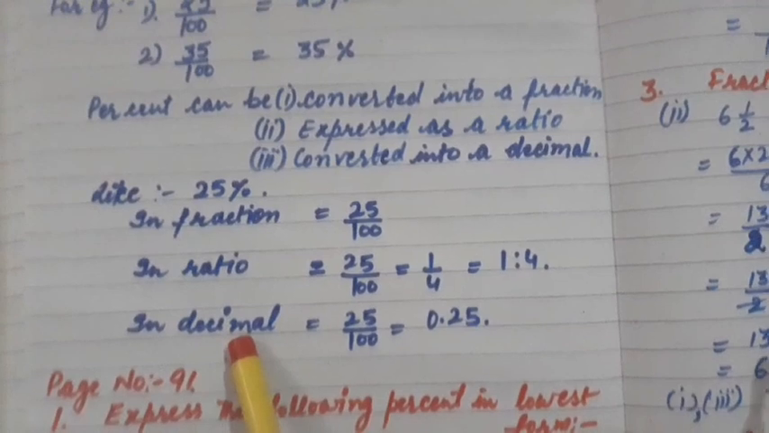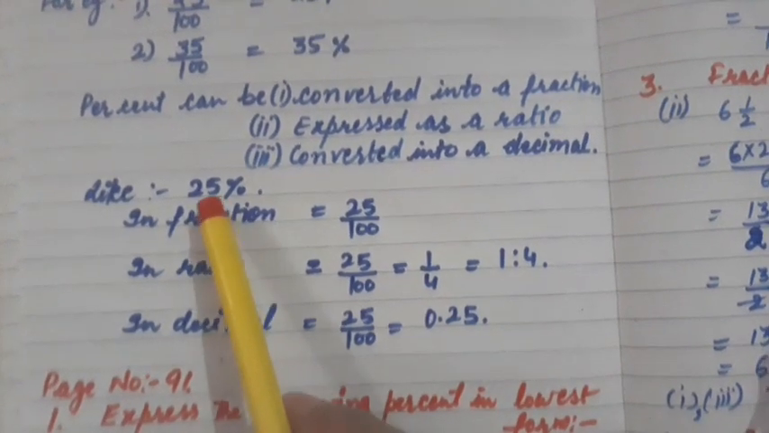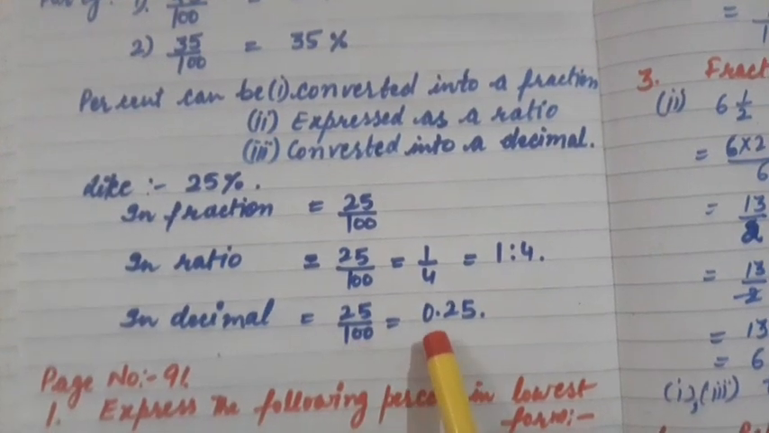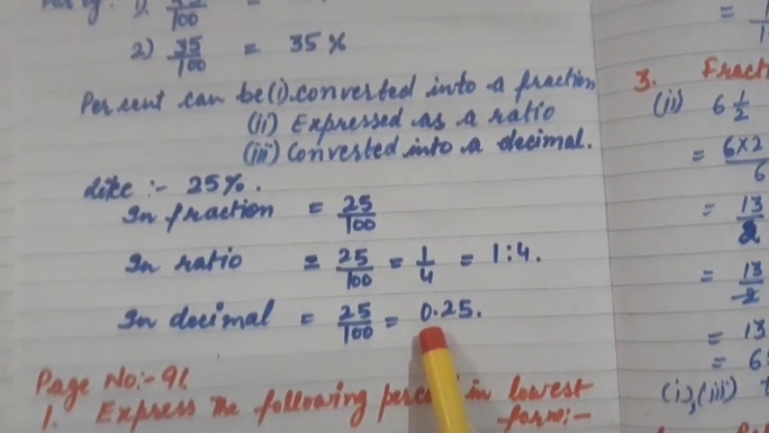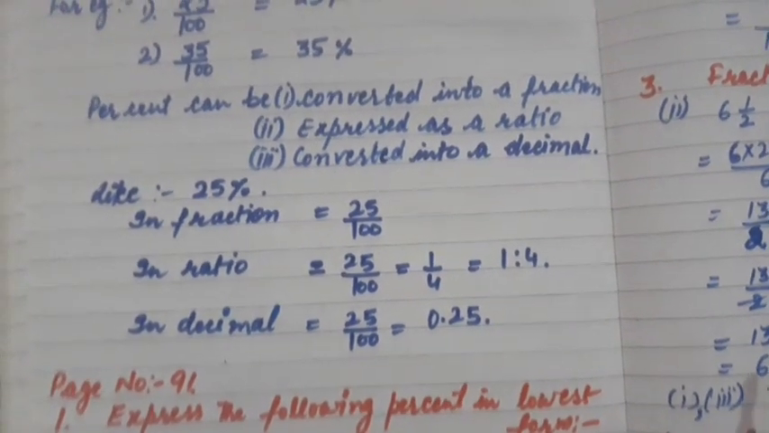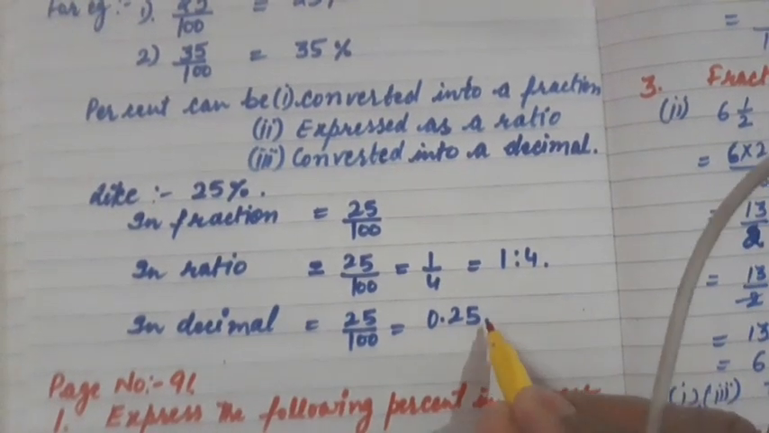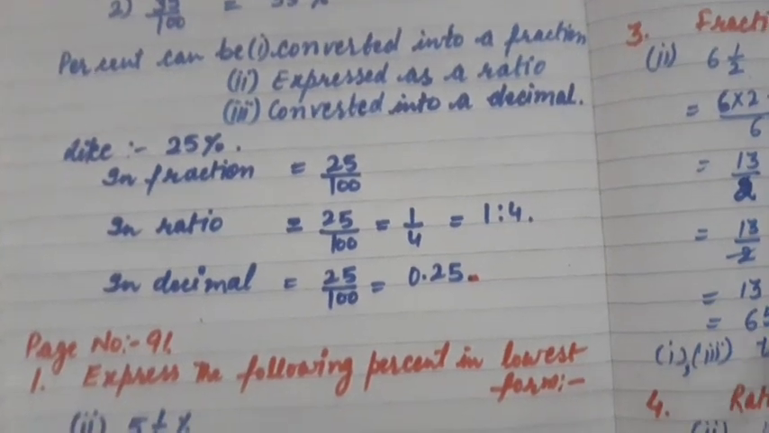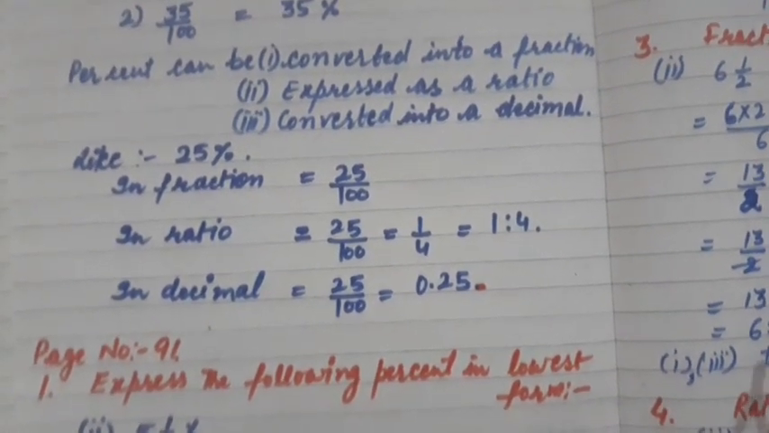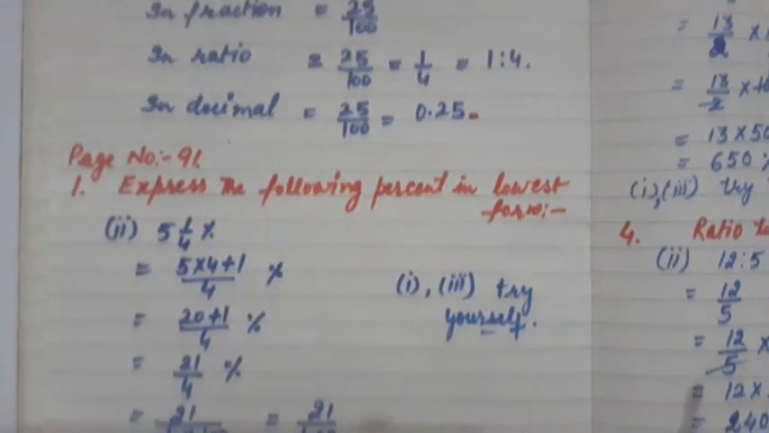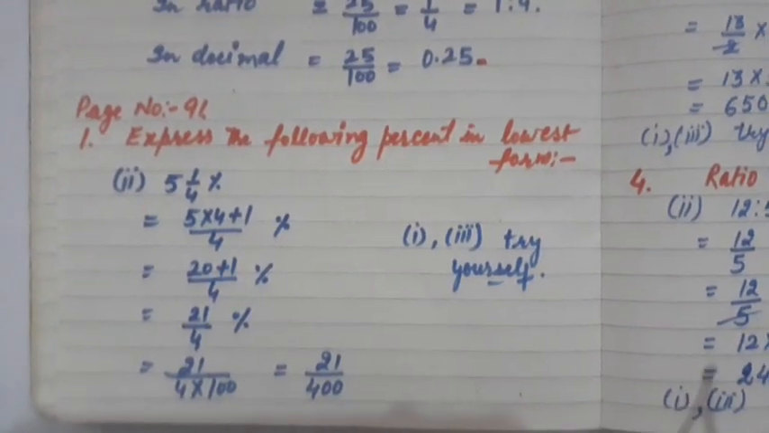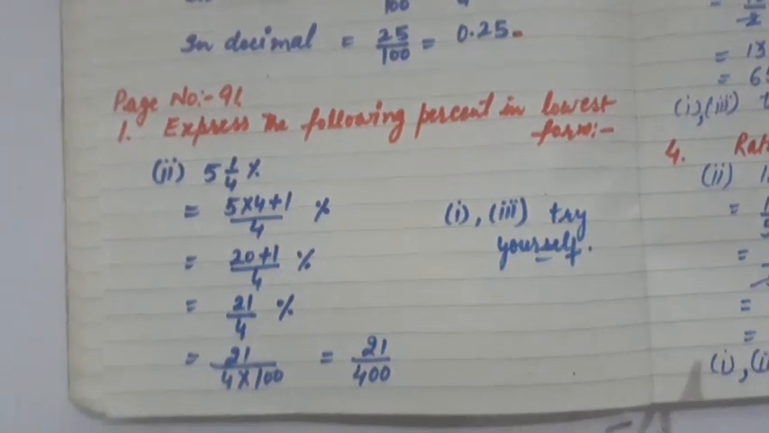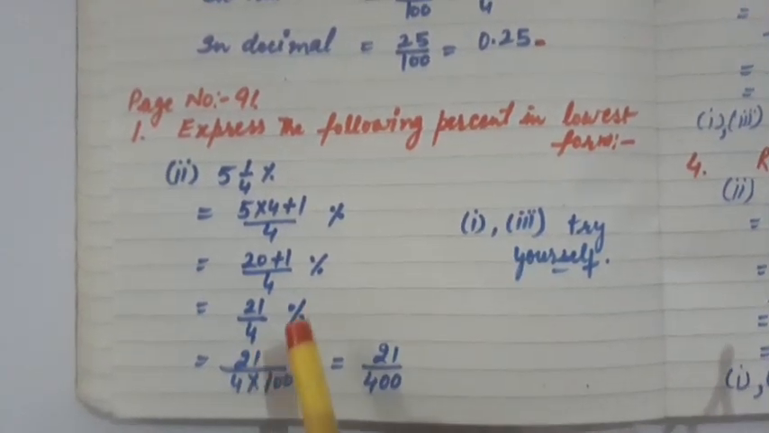Now we have to change it into decimal form. So 25% means 25 upon 100 in fraction form, and when we change it from percent, it is 0.25. It is in decimal form. Now there are some examples or simple questions of class 6 which we will use in this chapter.